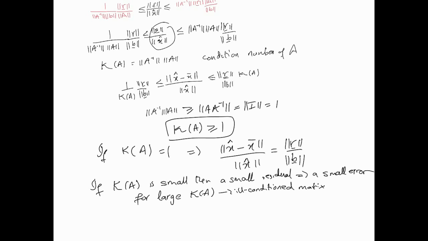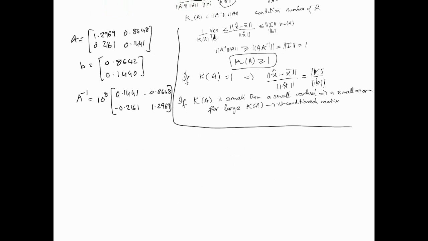So for large condition number, we say that the matrix is ill-conditioned. It is ill-conditioned, and then if it's an ill-conditioned matrix, it is possible that the residual can be small, but it doesn't indicate a small error. So now, if we go back to the example we looked at earlier, this was the system Ax equals b we looked at before.